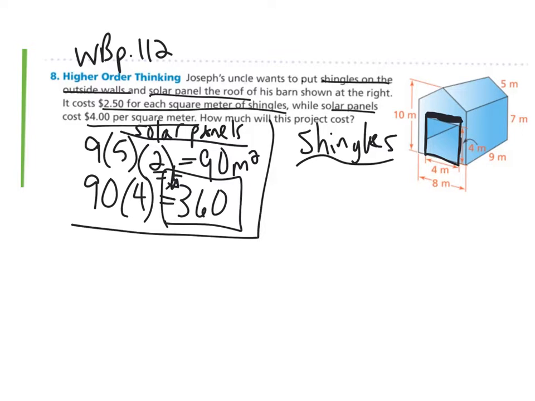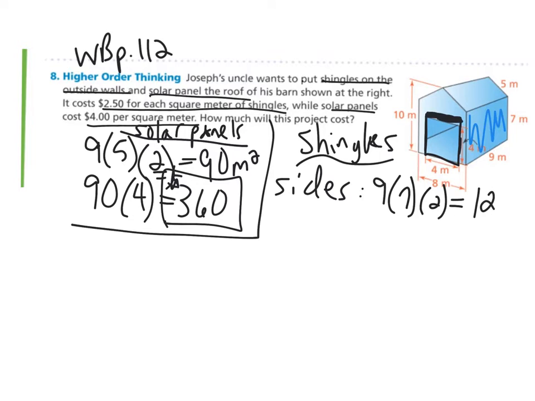So for the shingles, probably the easiest thing first of all would be to do these side walls. So the side walls we're going to say are 9 by 7, and we have 2 of those. So 126 square meters for the 2 sides. And then we got the front and back. I'm going to start with the back just because the whole thing would be there on the back. We don't have this cut out.